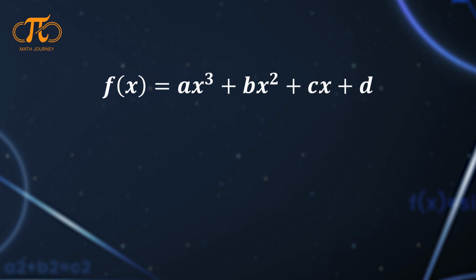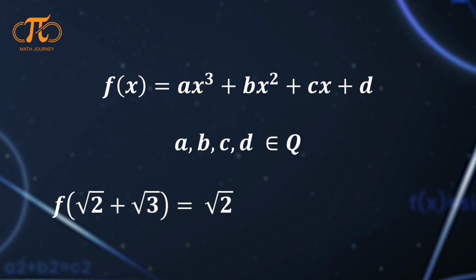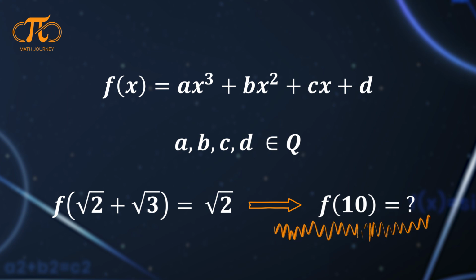Alright, here's what we know. We have a function f of x equal to a times x cubed, plus b times x squared, plus c times x, plus d, where a, b, c, and d are rational numbers. The only thing we know is that f of square root of 2 plus square root of 3 equals square root of 2. What's interesting here is that we don't know anything else about the coefficients, just this one piece of information. And the question is, if we know this, can we figure out f of 10?